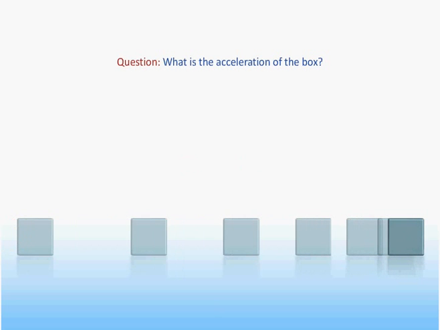Suppose a box is given an initial shove, after which it slides on a horizontal floor. If the coefficient of kinetic friction between the floor and the box is mu sub k, what is the acceleration of the box as it slows to a stop? We will follow the problem-solving procedure we developed last time.